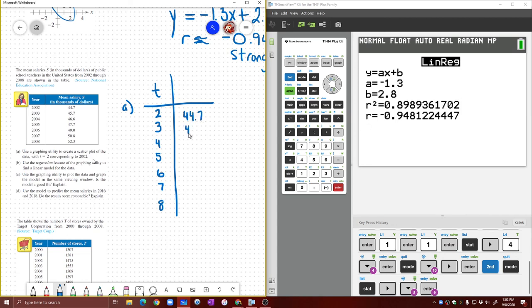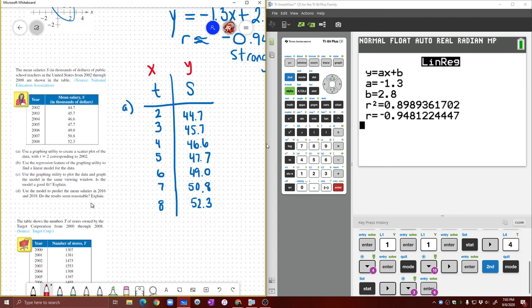So 44.7, 45.7, 46.6, 49.0, 50.8, and then finally 52.3. So I'm going to write this over here in red. This is my x and that is my y.